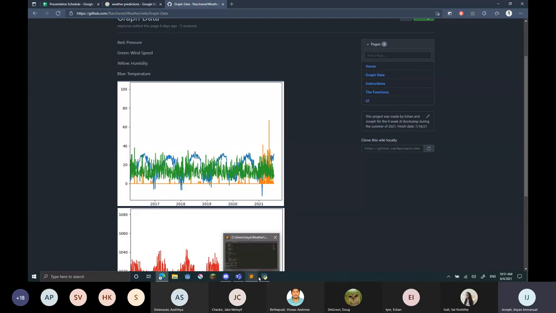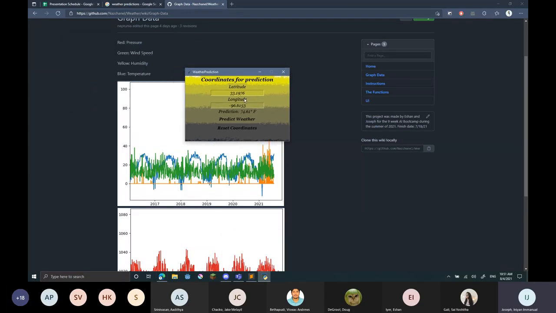So this is what it looks like. When you first open it, it'll give you these coordinates. It detects where you are right now based on your IP address, so if you had a VPN, you could trick it to be somewhere else. Over here it'll show the prediction, and you can reset the coordinates in case you change it. And if you press this, it'll predict the weather again.